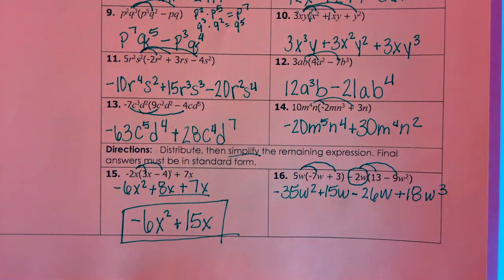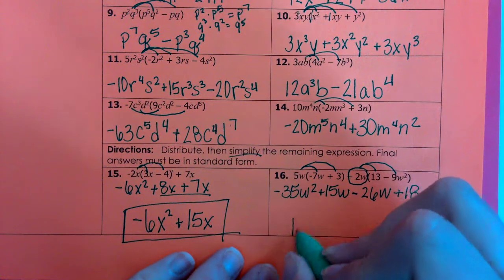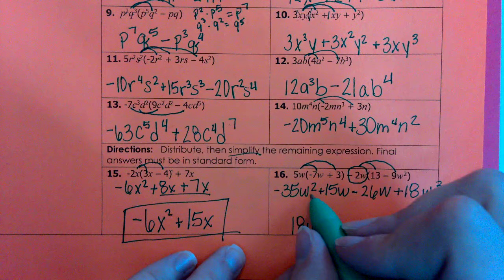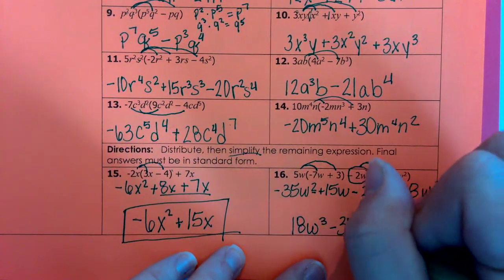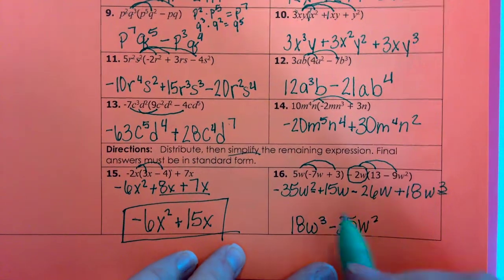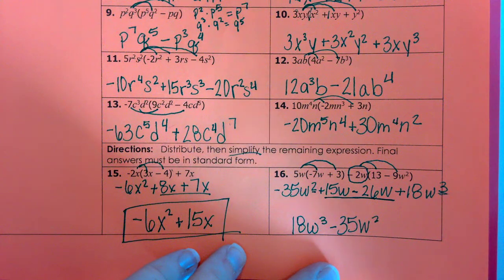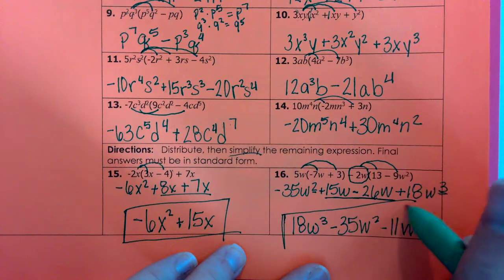So I'm going to go through and write this in order from greatest to least, and make sure I'm simplifying all my like terms. I see the highest exponent is a cubed, so that's my first term: 18w cubed. Then I see I have a squared, so that's my next term: minus 35w squared, since it's a negative. Then I can combine these two because they're just w. So 15w minus 26w gets me a negative 11w. And that's my final answer.